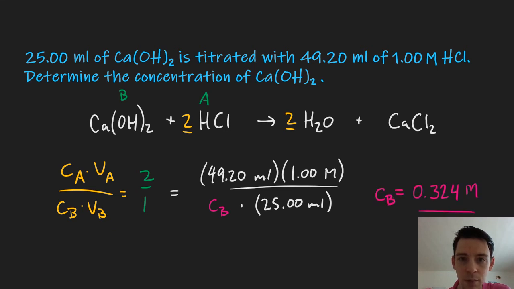Lastly, I can solve this expression with a little bit of algebra. In this case, the concentration of B, our calcium hydroxide, comes out to be 0.324 molar. Again, I want to mention this method works for any titration problem, no matter how complicated the reaction.